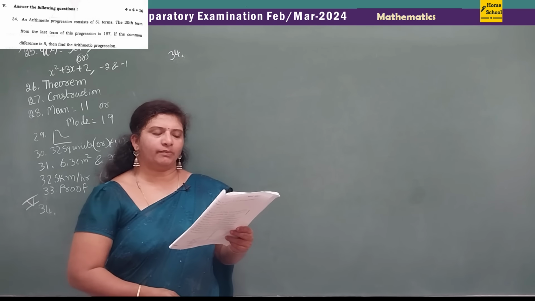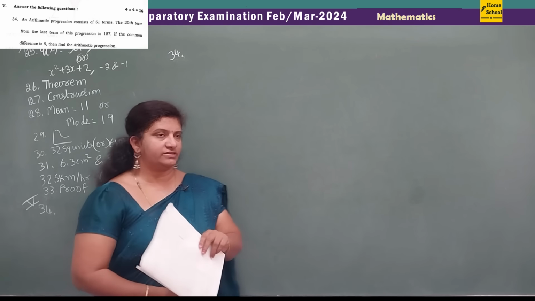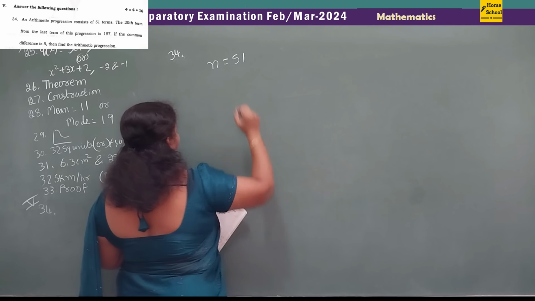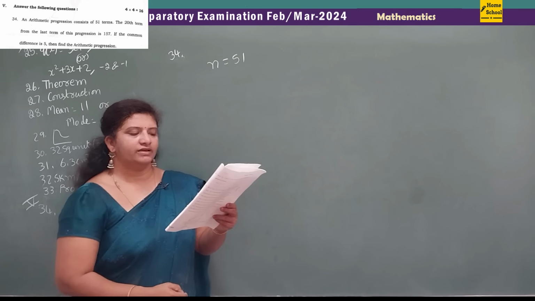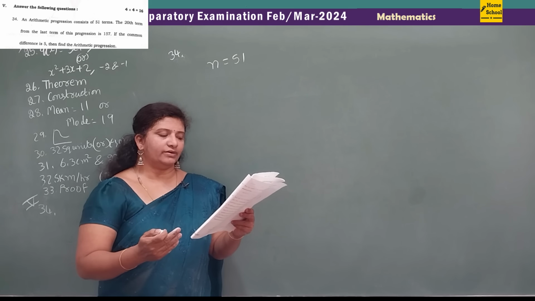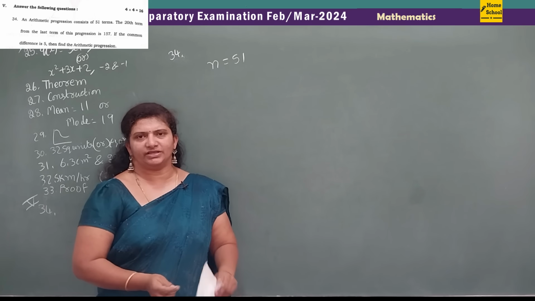An arithmetic progression consists of 51 terms. That means number of terms. How many terms are there? 51 terms. N is equal to 51. The 20th term from the last term of this progression is 157.